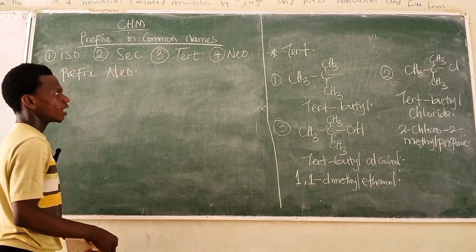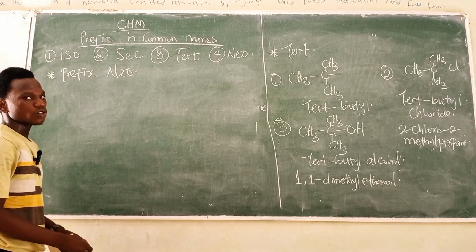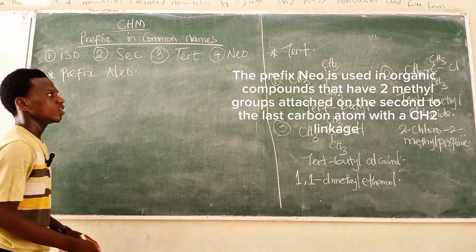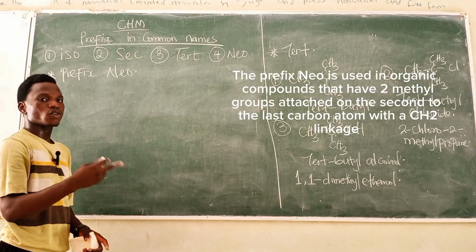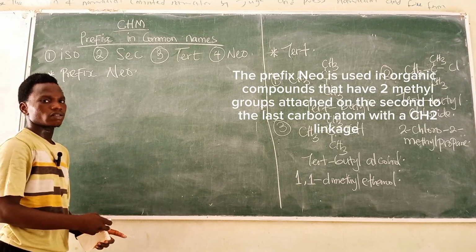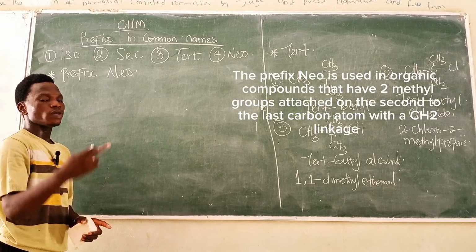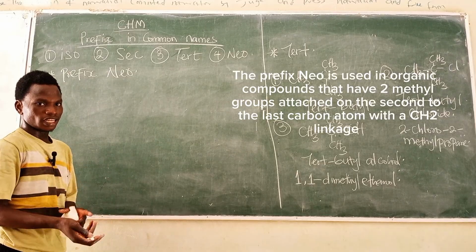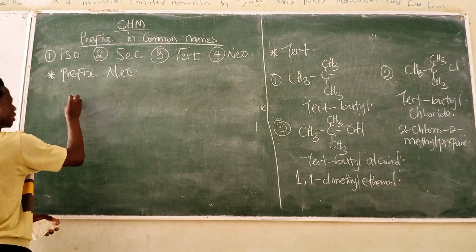How to name organic compounds using the prefix neo. Now, the prefix neo is used in organic compounds that have 2 methyl groups attached on the second to the last carbon atom, which is connecting to the parent chain with a CH2 linkage. Now, let's look at an example.